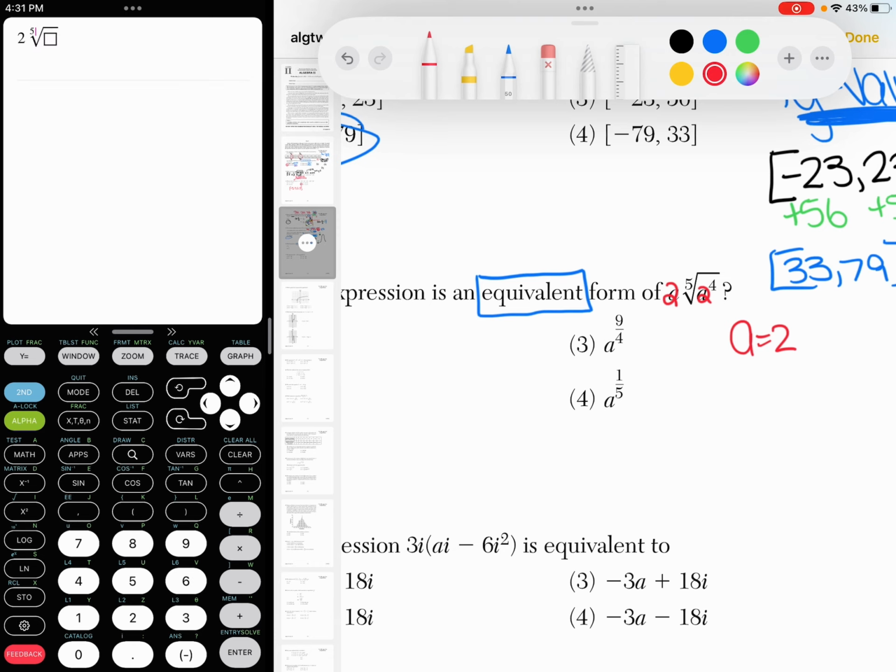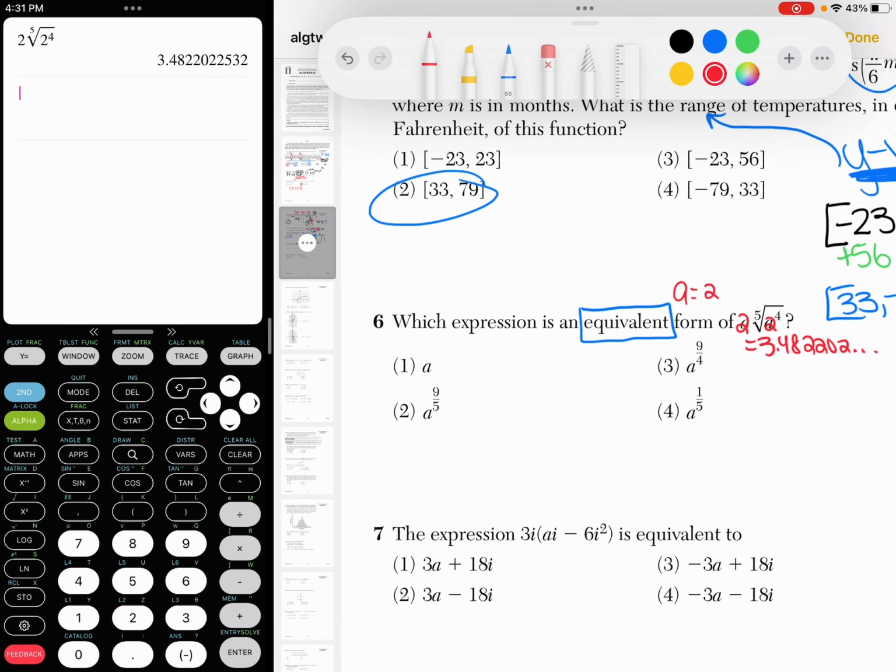It'll let you type a 5 in place of there, and then it's 2 to the 4th. For those of you that have the TI-83 calculator, you have to hit the 5 first, then hit the math button, okay? So I plugged in 2 to the original, and it's not a great number, but it's fine. I'm just trying to find out which one is equivalent to. So that means that this original one was 3.482202, blah, blah, blah, okay?